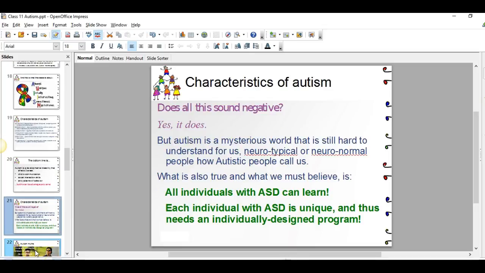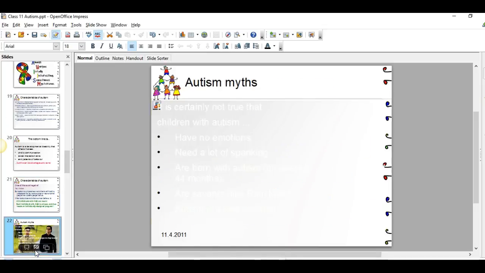Does all this sound negative when we talk about problems and issues? Yes, it does. But autism is a mysterious world that is still so hard to understand for us neurotypical people, or neuronormal people, which is how people with autism call us, that we still need to do more research to understand what autism is. What is true though, and what we must believe, is that all individuals with autism can learn, and each individual with autism is unique and thus needs an individually designed program.